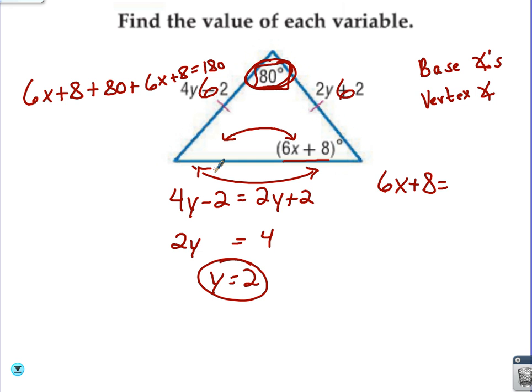So therefore, 6x plus 8 equals 50. Might be a little bit easier. Subtract 8, divide by 6. Anybody get x? Perfect. So x is 7, and we got y is 2.